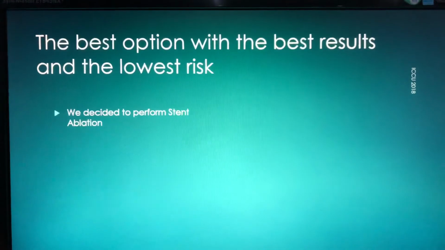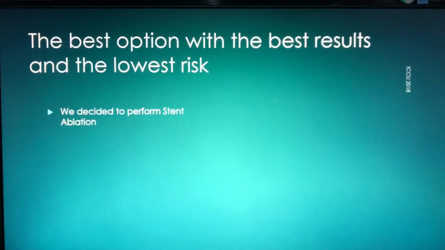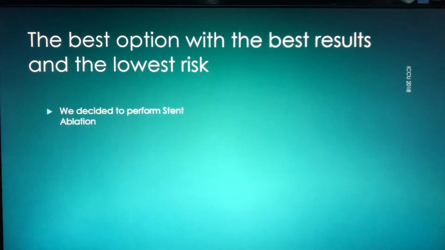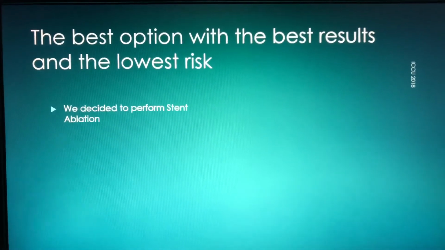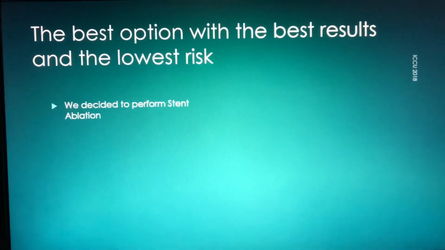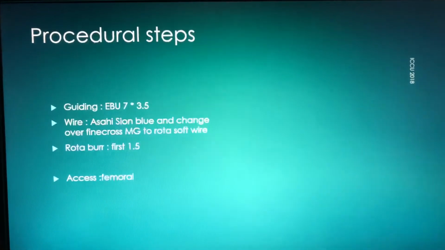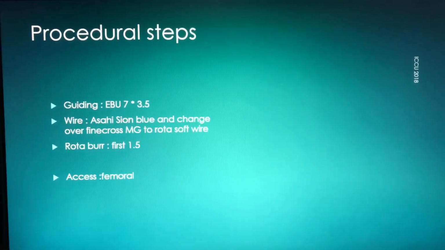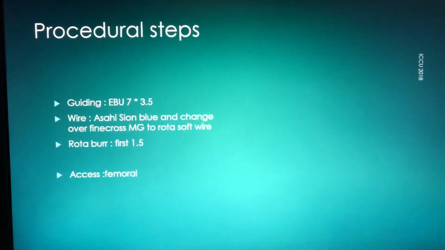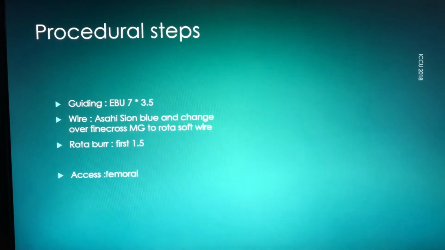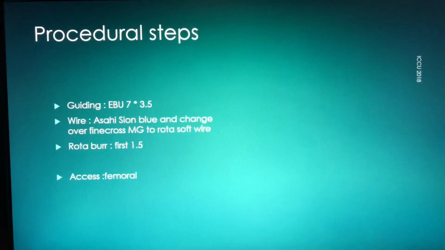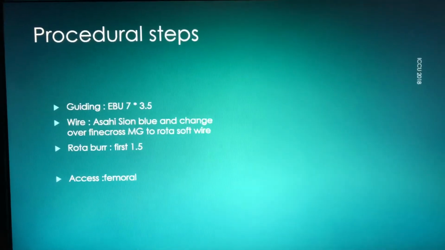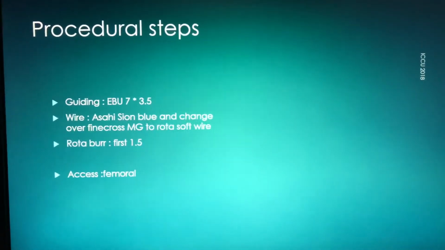As I stated, the best options are shockwave balloon therapy or laser at first, which are not available in our country. And the second best option is to do stent ablation with rotablator. So I will walk you through the procedural steps. Guiding is EBU 7 by 3.5, wire is Asahi Sion Blue, and then change over Finecross to RotaWire Sapphire. Rotational speed to start is 1.5, and we use the femoral access.